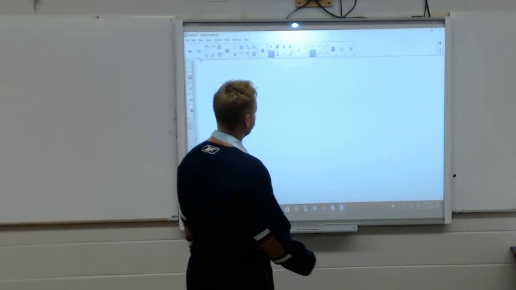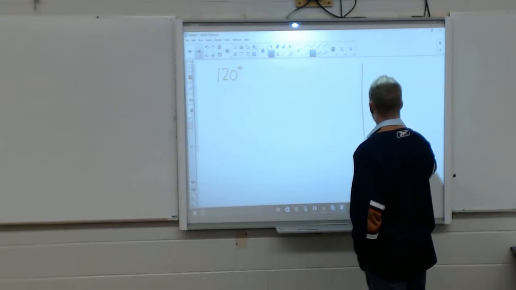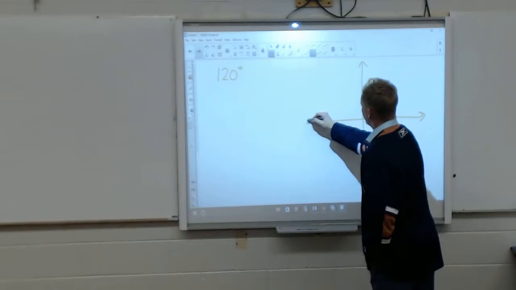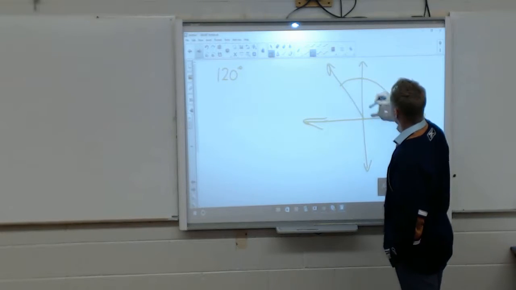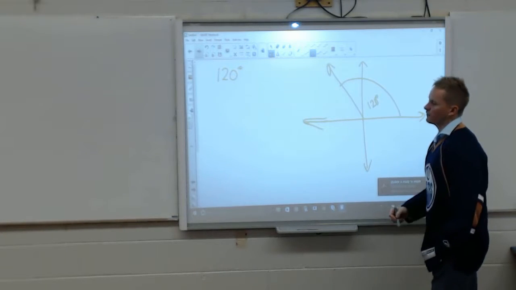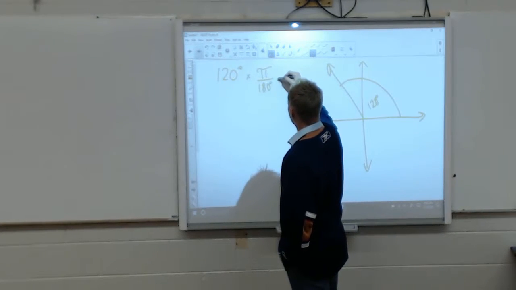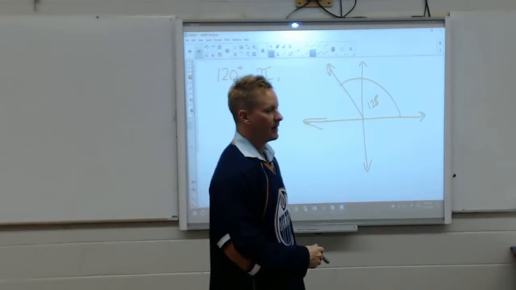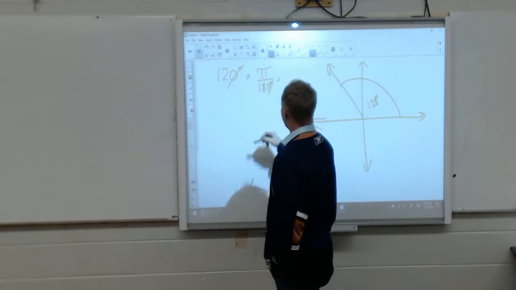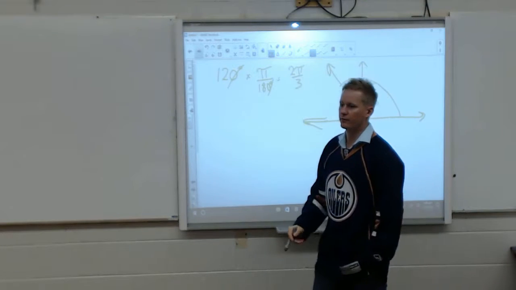So to convert 120 degrees, let's just take a look and see what it looks like. Again, I start always with the x-axis, and I go from here to there. That is 120 degrees. So let's find out how many radians it is. Again, because you have a calculator, you could take 120 divided by 180, even though you should be able to do this in your head. That's 12 over 18. 6 goes into both. 2 pi over 3 radians.